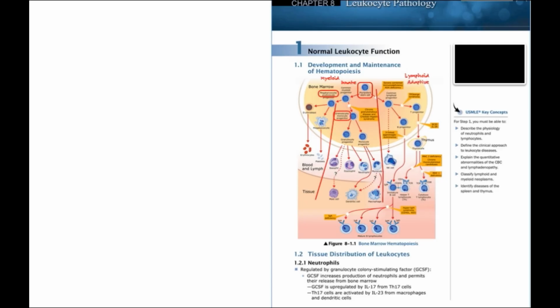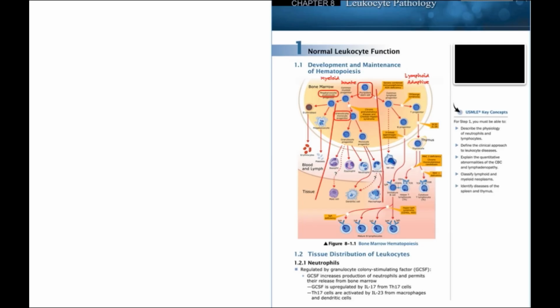As we go through the next chapter, then, we're going to be discussing the myeloid series with emphasis on the granulocyte and the lymphoid series with both T and B cells. Well, let's start by talking about the neutrophil. Remember that the neutrophil is made in the bone marrow and regulated by the granulocyte colony stimulating factor, or the GCSF. This increases production of neutrophils and, as well, permits their release from the bone marrow.